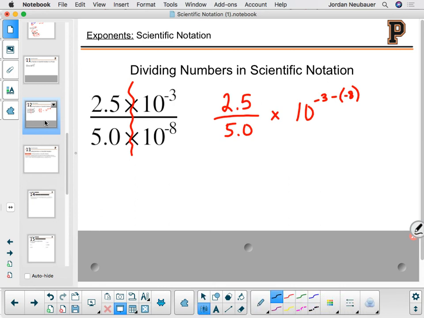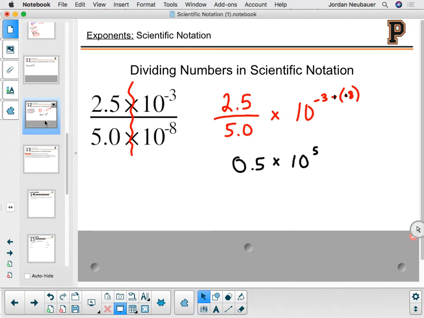Well, 2.5 divided by 5.0 is a fraction. That's the same as 25 fiftieths, or 0.5. Now we need to do the math with that negative. Negative 3 minus negative 8 is the same as negative 3 plus positive 8. So that would be 10 to the 5th power. Now, when you're finishing up with these, you always have to ask yourself, is the base between 1 and 10? And if it's not, you need to make that adjustment.